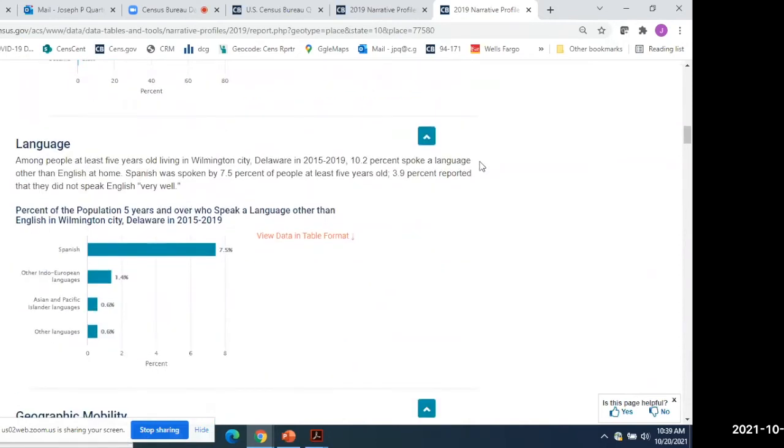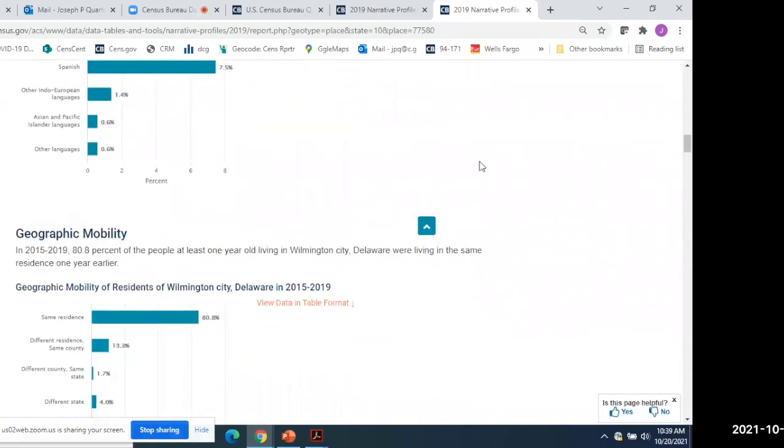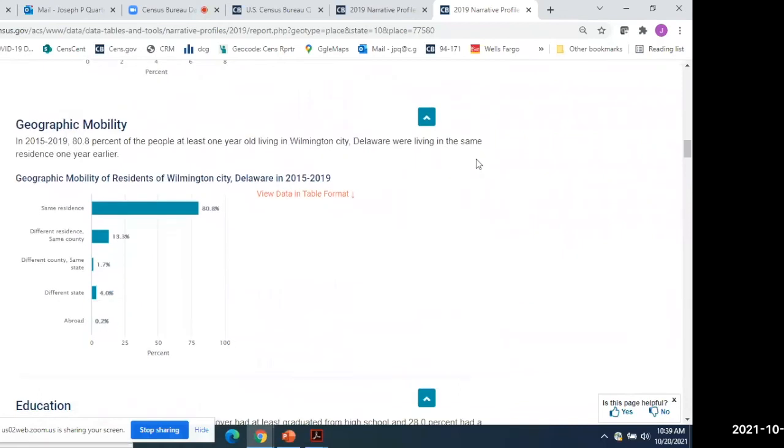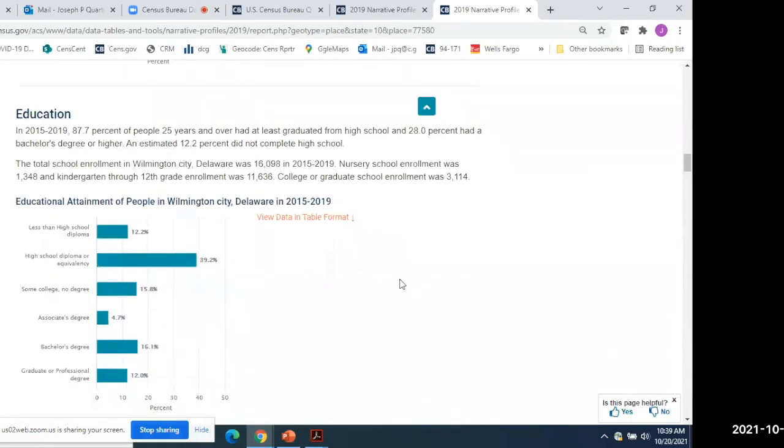Language spoken in the home is another data point. Geographic mobility, have they moved within the past year? 80% have not. Those that have moved, some came from another place in Wilmington, rather another place in the county, which would be Newcastle County, and then others came from a different county, different state, etc. Educational data about people that live in Wilmington. For example, people that have high school diploma or equivalency, 39%, some college, etc.